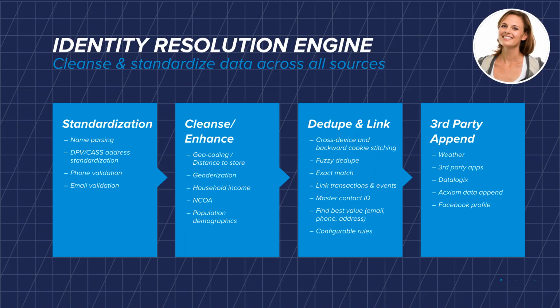But this will be things like name parsing, standardizing of addresses, and also validations of things like phone number formats and email validations, and then moving through to the cleansing and enhancing of that data. So cleansing the data, we can do enhancements like mapping distance to stores based on addresses. We can assume gender. We can also overlay things like household incomes and population demographics.